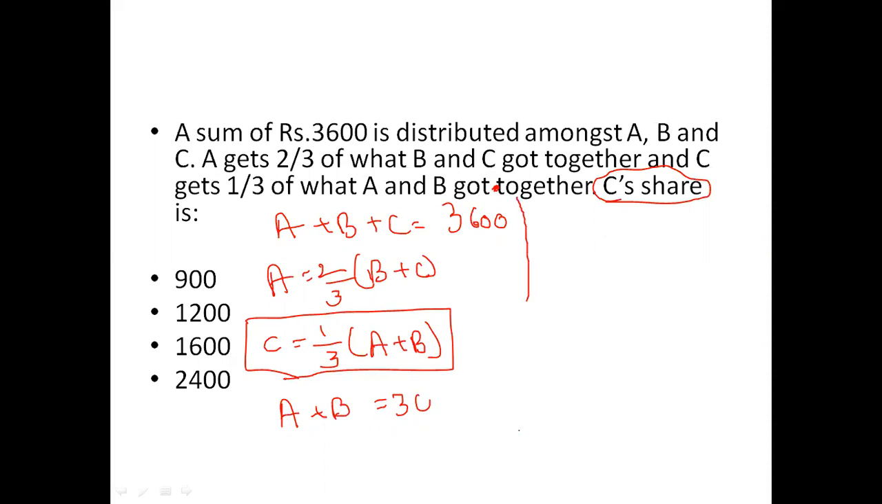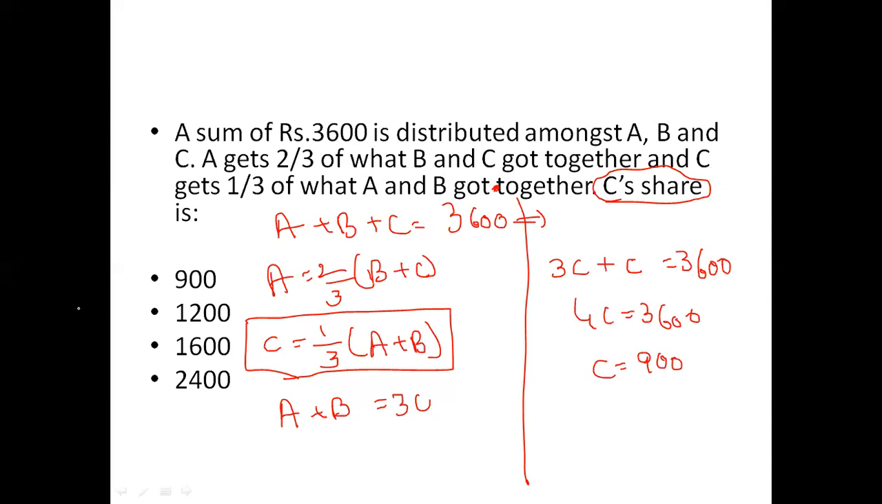The main expression that I'm having is A plus B plus C equal to 3600. A plus B is equal to 3C I have. C I'm keeping as it is. That is equal to 3600. That means 4C equal to 3600. C is equal to how much, guys? C is equal to 900. So the answer for the question is option C, 900.